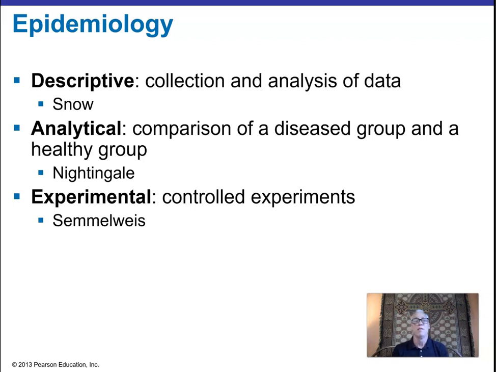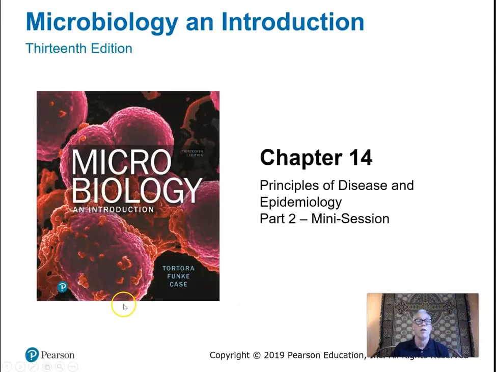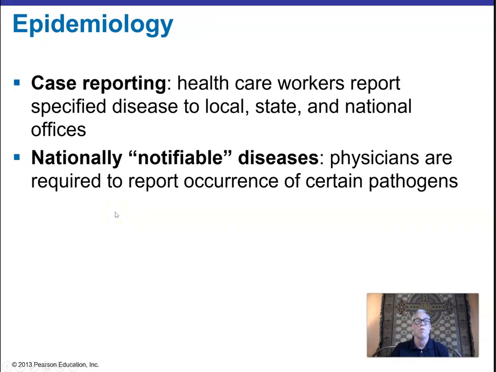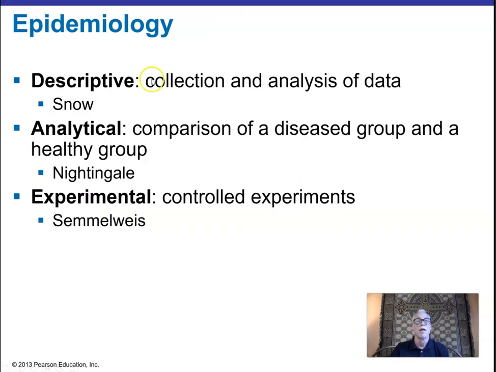Descriptive epidemiology has to do with collection and analysis of data. That's what our good friend Dr. Snow was doing. Where is he? There he is. John Snow was an epidemiologist doing descriptive epidemiology. Analytical epidemiology is a different kind of study where you're comparing two groups to each other in order to see a difference.